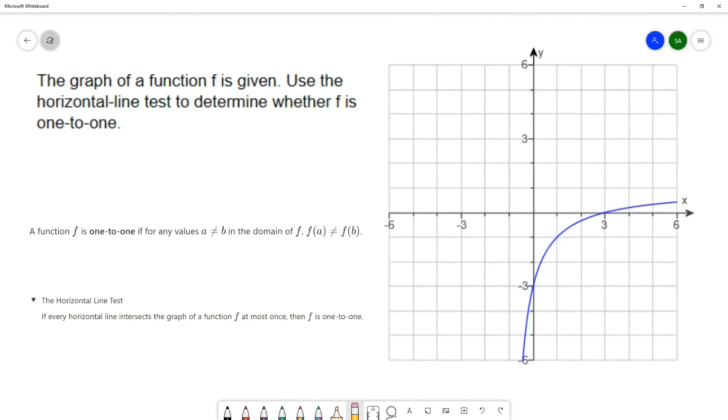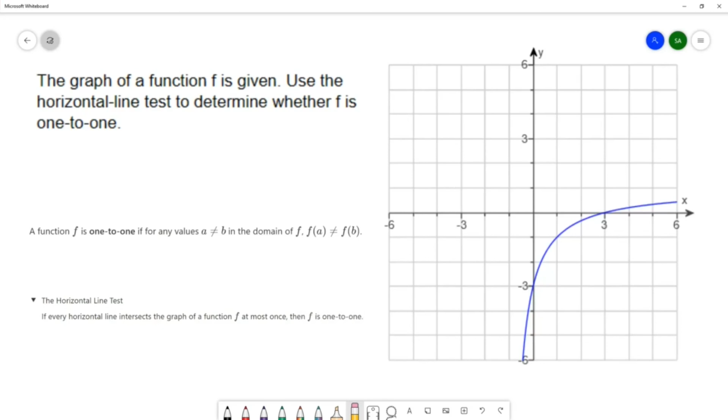And we use the horizontal line test to determine whether a graph represents a 1 to 1 function. The horizontal line test says if every horizontal line intersects the graph of a function f at most once, then f of x is 1 to 1.